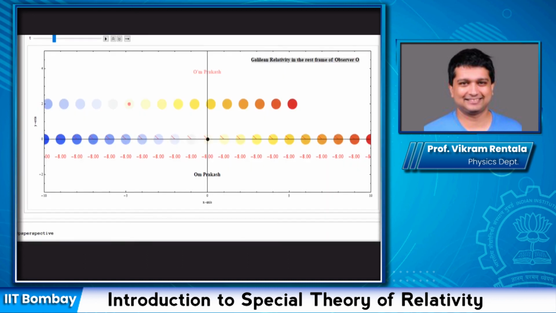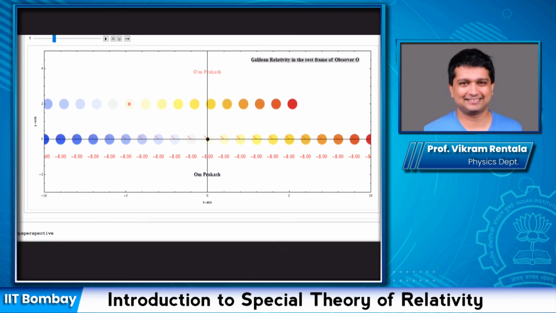So let's begin by thinking about this particular example. Imagine that you're looking top down at a railway platform, and we have an observer O who's standing on the platform at rest. So this is observer Om Prakash, and we're in the frame of the platform, so we're at rest with respect to this platform. There are a bunch of different observers, or his friends, standing 1 meter away. Each one is a 1 meter stick away from the other, and they're all denoted in different colors here so that you can clearly see who is who.